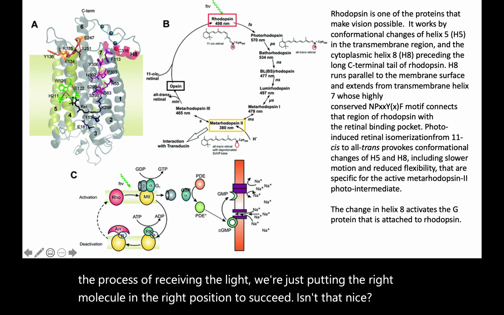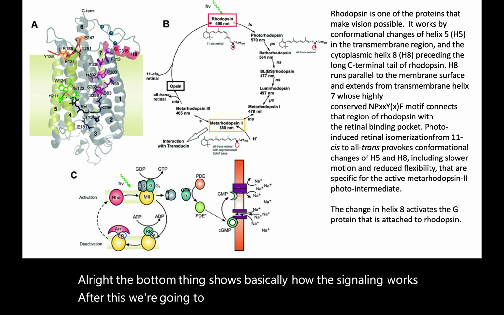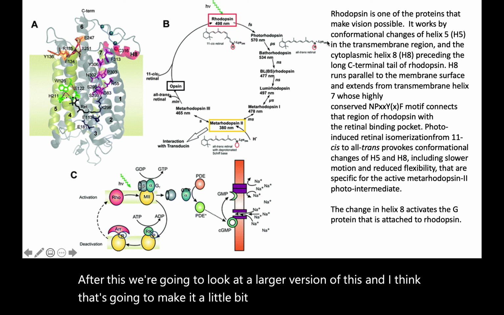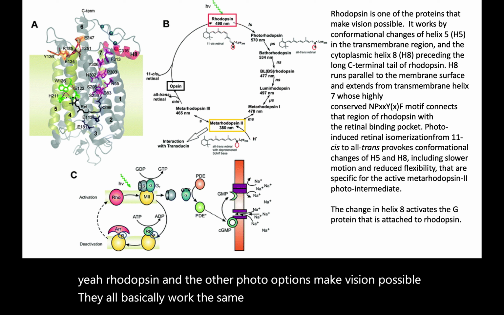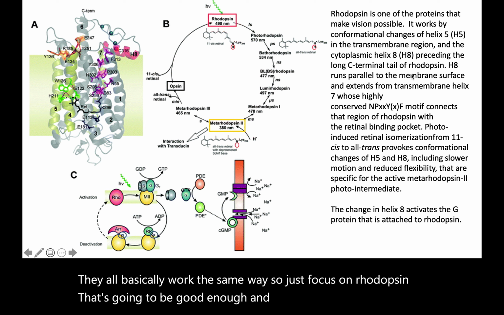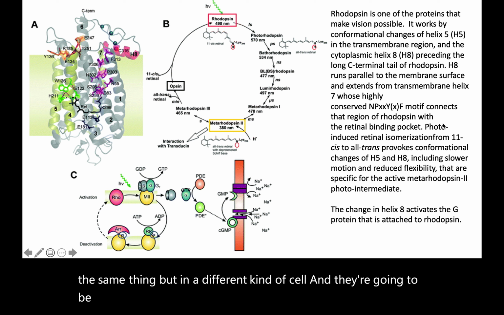All right. The bottom thing shows basically how the signaling works after this. We're going to look at a larger version of this, and I think that's going to make it a little bit clearer. Yeah, that's my hope. So yeah, rhodopsin and the other photopsins make vision possible. They all basically work the same way, so just focus on rhodopsin. That's going to be good enough. And the other photopsins do the same thing, but in a different kind of cell. And they're going to be more activated by different wavelengths of light.